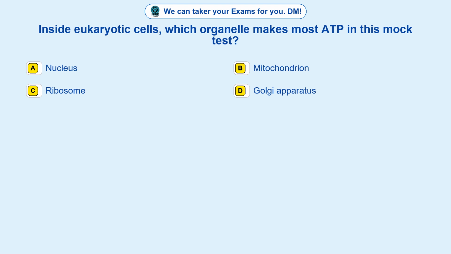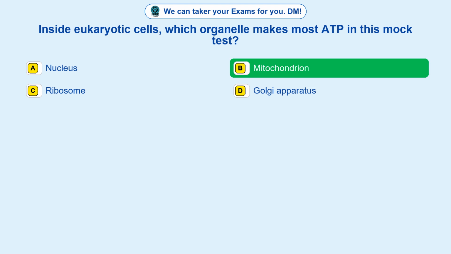Question 2. Inside eukaryotic cells, which organelle makes most ATP in this mock test? Option A, nucleus. Option B, mitochondrion. Option C, ribosome. Option D, Golgi apparatus. The correct answer is option B, mitochondrion.